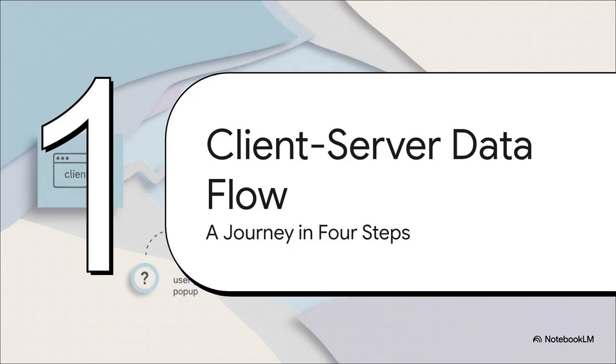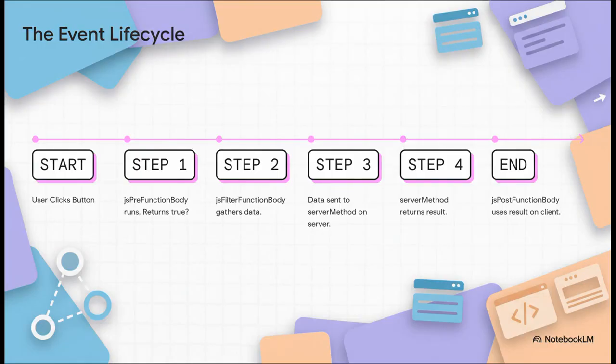Okay, so we've met all the key players. Now let's put it all together. Let's see how the data actually makes the trip from a user's click all the way to the server and all the way back again. It's a really clean, predictable sequence. So it all kicks off when the user clicks a button.